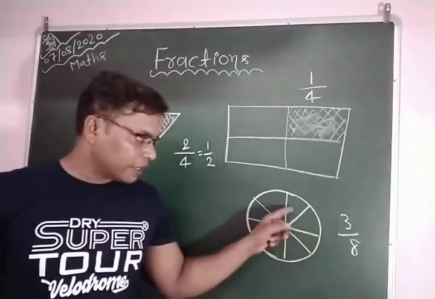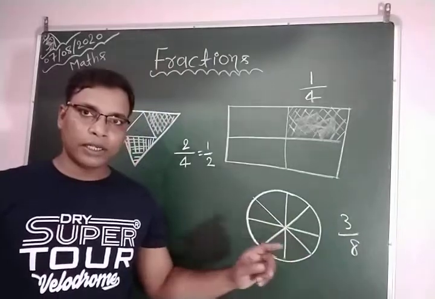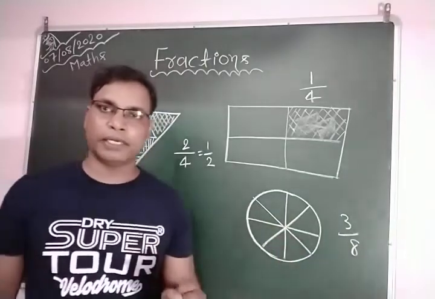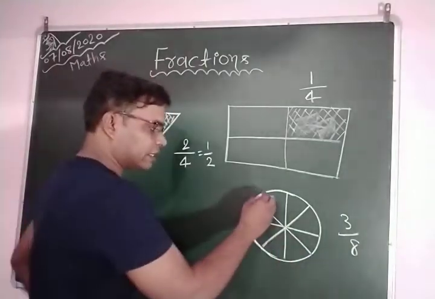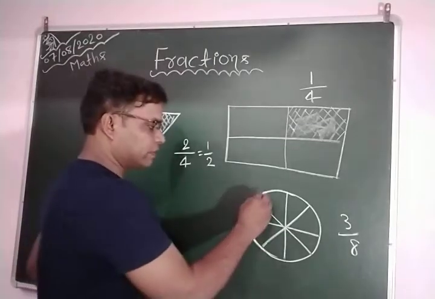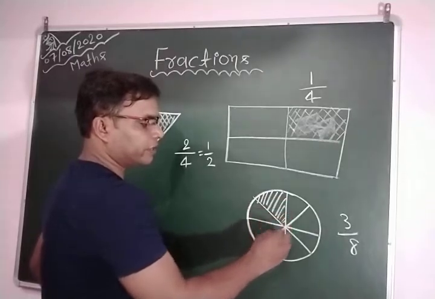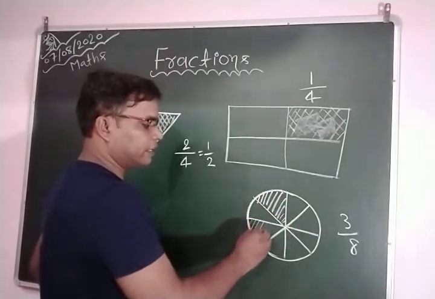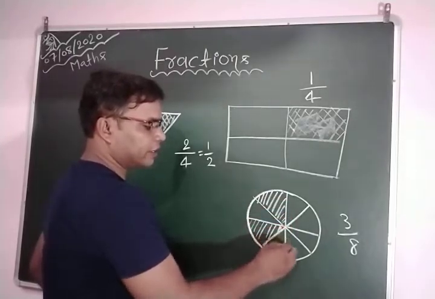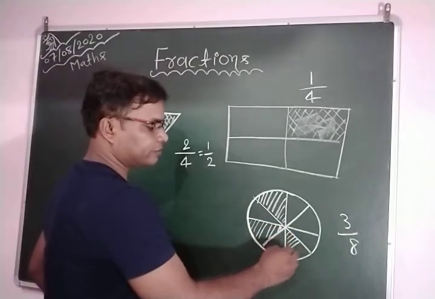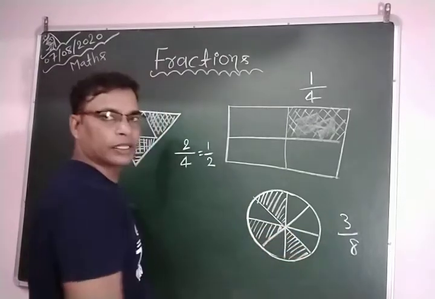It means that the whole is 8 parts, and we need to color any 3 parts. So we can color any 3 parts. So the first part we colored here, the second part also we colored here, and the third part. Clear?